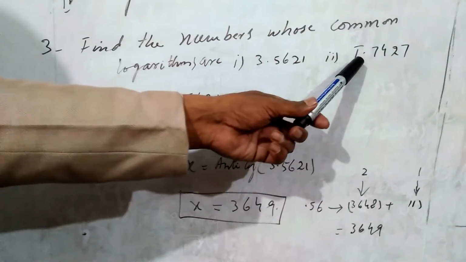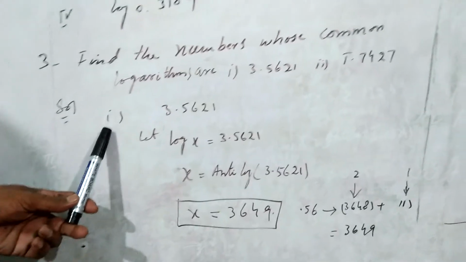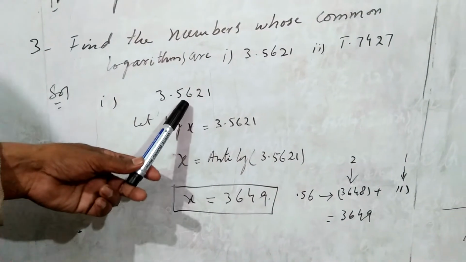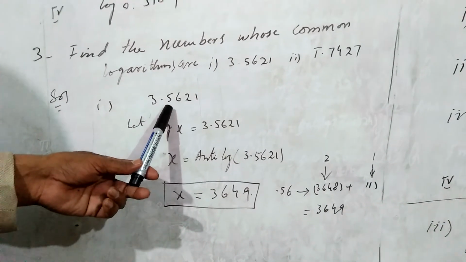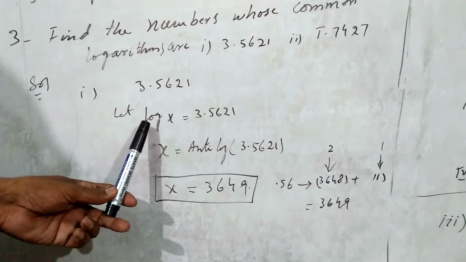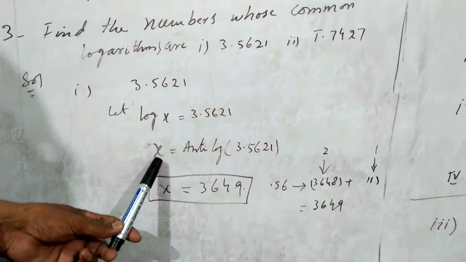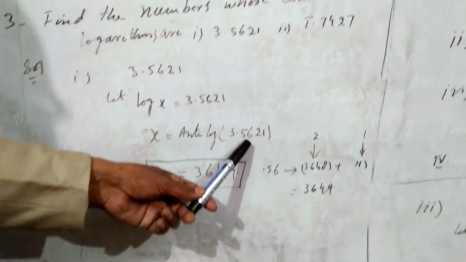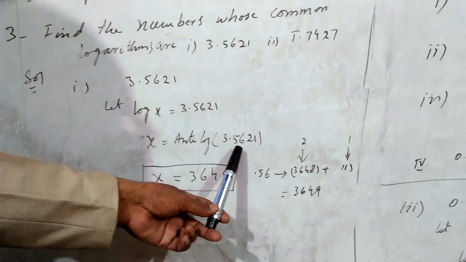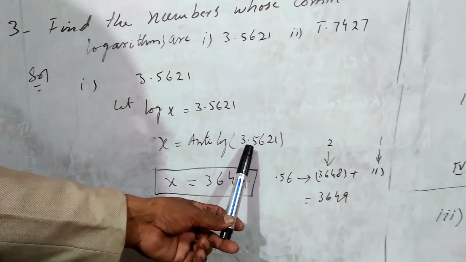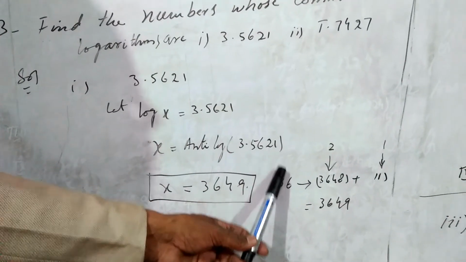So in question number 3, find the numbers whose common logarithms are 3.5621 and minus 1.7427. In part 1, 3.5621, as this is the logarithm of a number, we suppose that log x is equal to 3.5621. x is equal to the anti-logarithm of this. So in the anti-logarithm table, we have to see, parallel to 0.56, the value of 2 and 1.